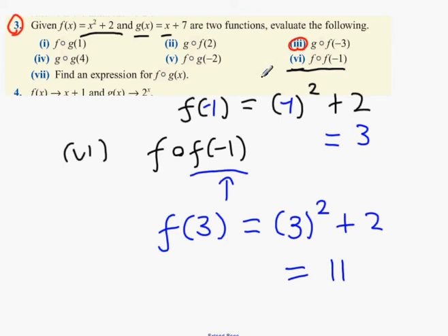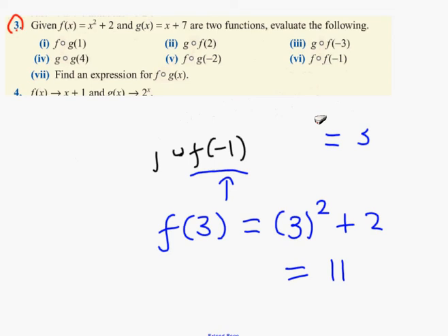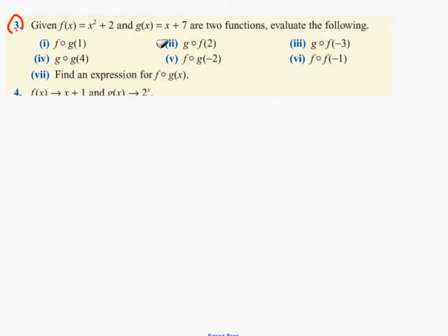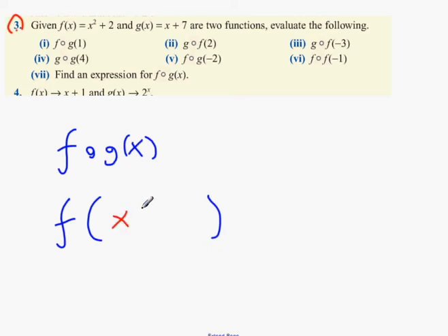Okay, now, the hardest type of question they can ask you is, you know, when they see in the first 6 questions, they give you a number. In the next question, they're not going to give you a number, they're just going to give you a letter. So you sort of have to be a bit patient with this one. So what they want you to do is this: f after g of x. What is g of x? So you replace it with x plus 7. It wants you to do the f rule for x plus 7.